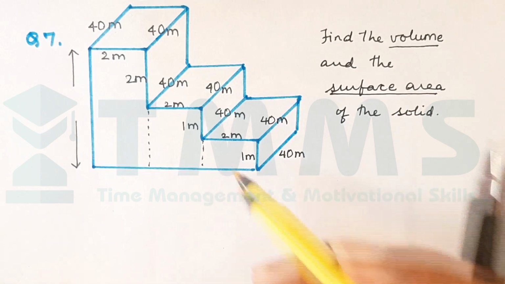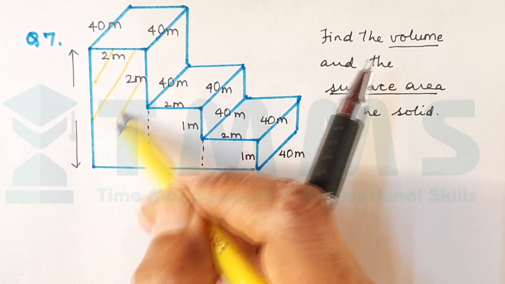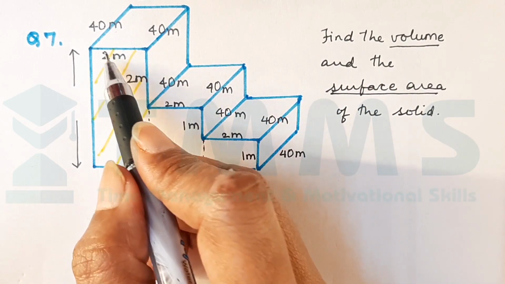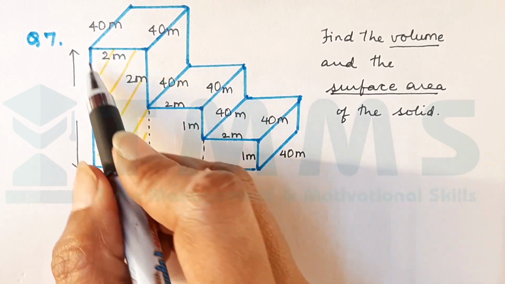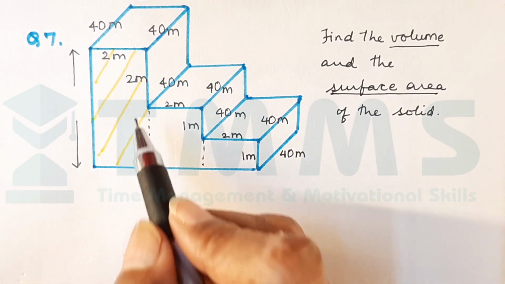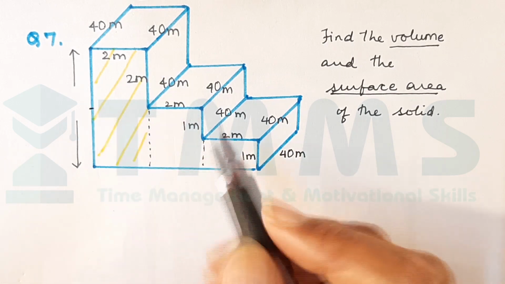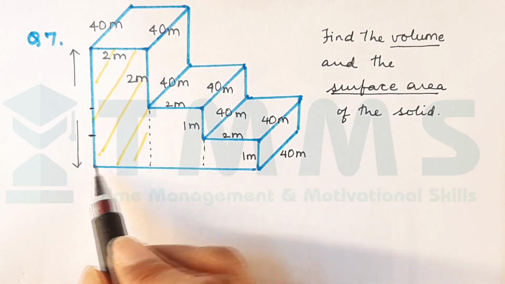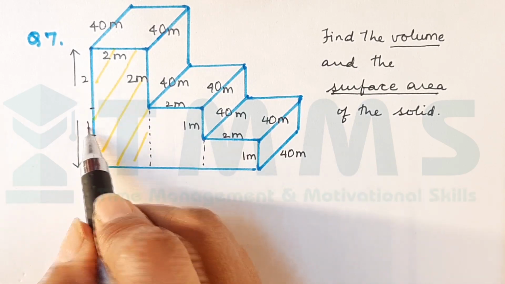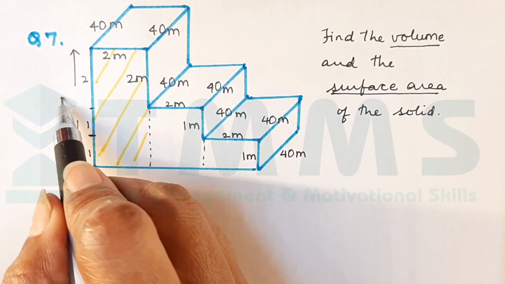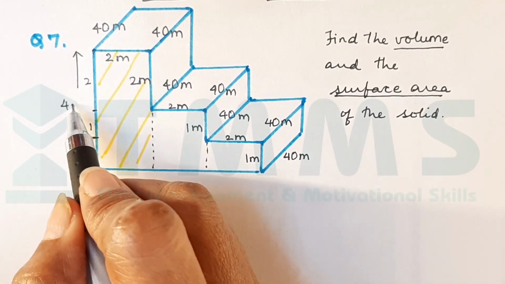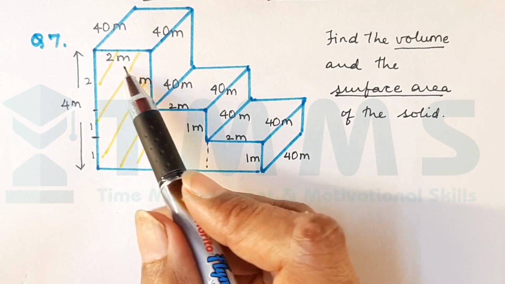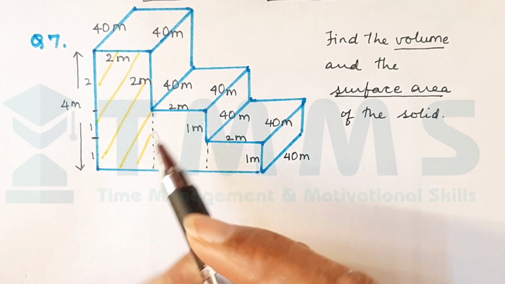So let us see our different areas. Our first area is this one. Now this is a rectangle. The breadth of it is 2 meter and the length of it will be this 2 meter up to here plus this 1 meter up to here and this 1 meter up to here. So this is 2 here, this is 1 here, this is 1 here. So the total length of this is 4 meter. Got that? So our yellow area will be 2 meter multiplied by 4 meter.